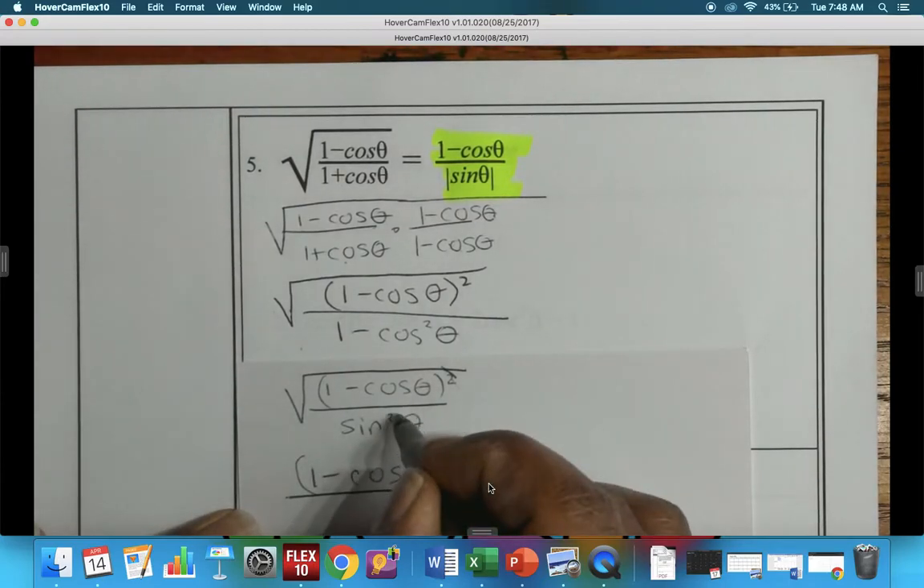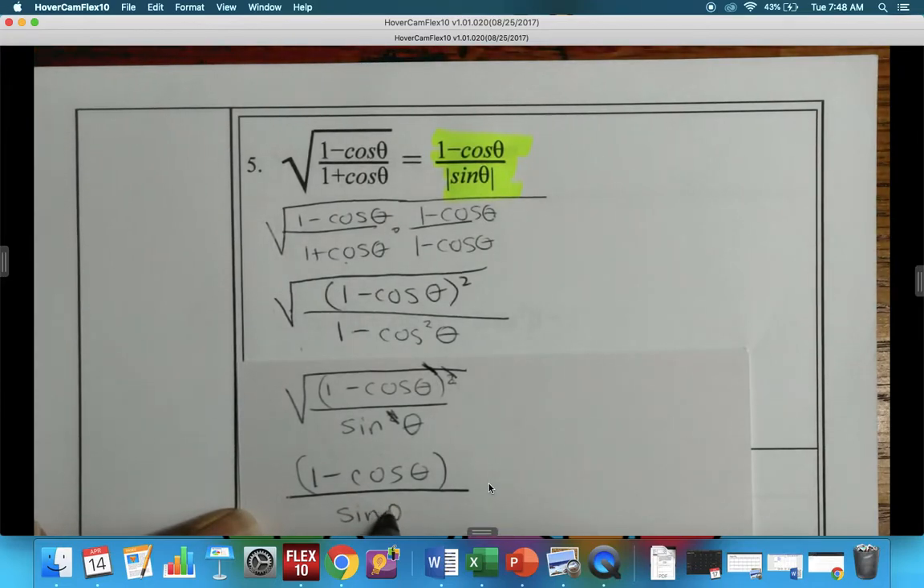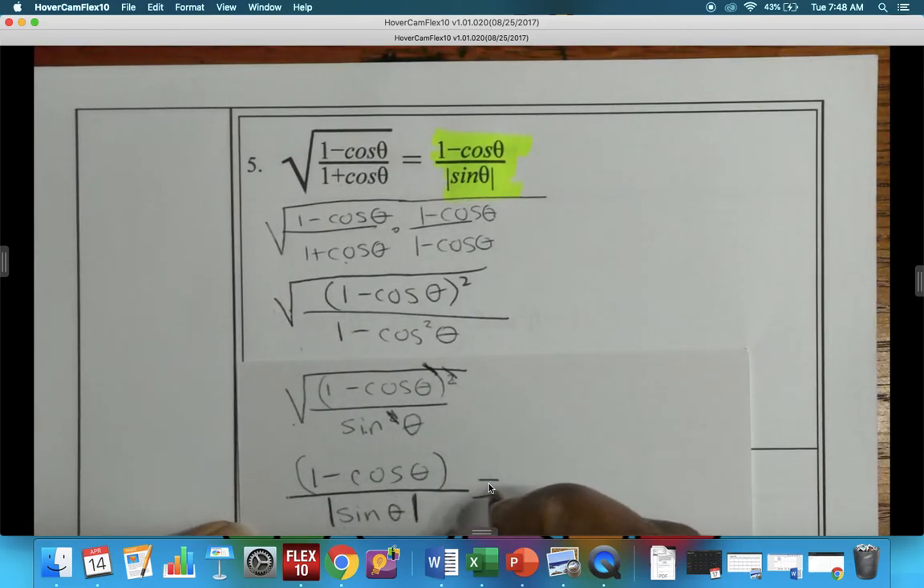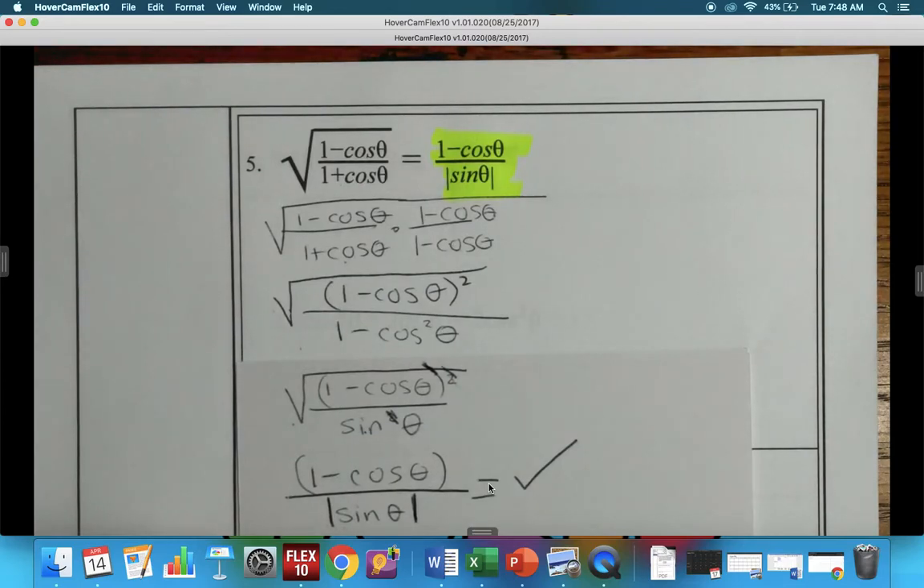It's the denominator when my square root and squared cancel out, that sine theta is not always positive. I do have to make sure that I'm saying I only want the positive answers. When I square sine here, it turns my answer positive, and then square root, I still end up with a positive solution. So I have to make sure when I'm simplifying, I still would get the same sign that I originally would have gotten in the original equation. So now I have 1 minus cos theta on the numerator over the absolute value of sine theta on the denominator. So now I have shown that the left side equals the right side.